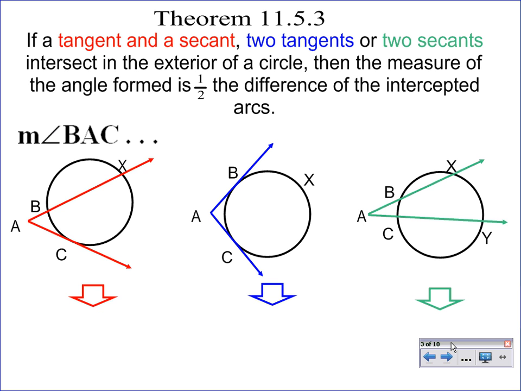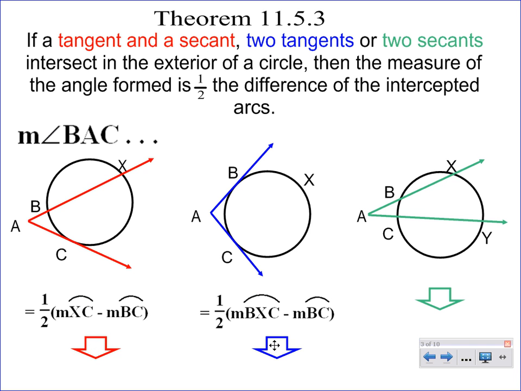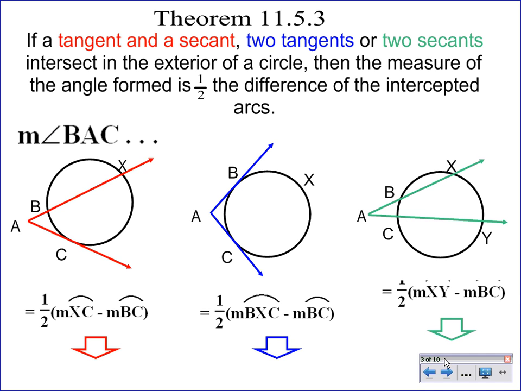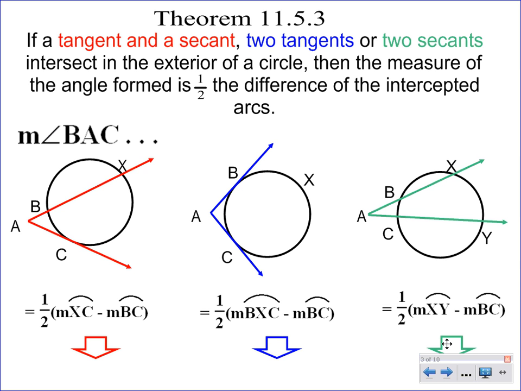Okay, so the last one is a tangent and a secant, two tangents, or two secants that intersect at the exterior of a circle. Then the measure of the angle formed is half the difference of the intercepted arcs. So three different situations, and the answer is the same for each one: 1/2 the difference of the intercepted arcs.